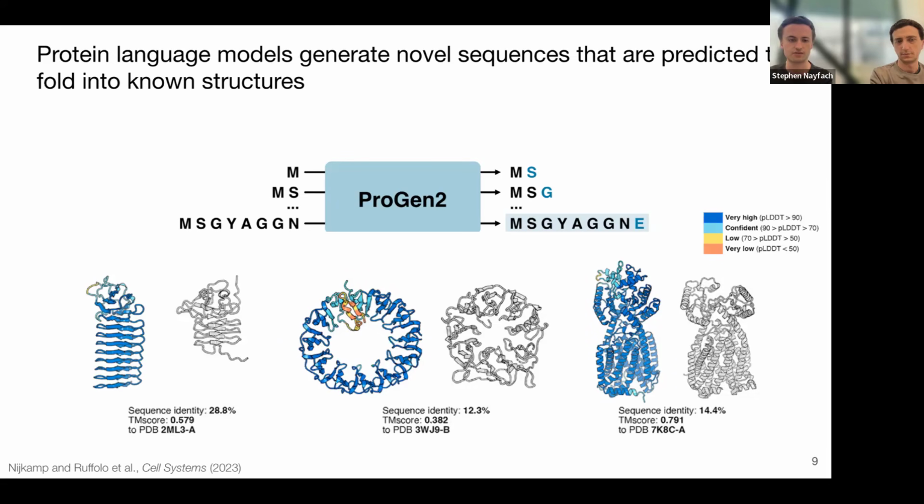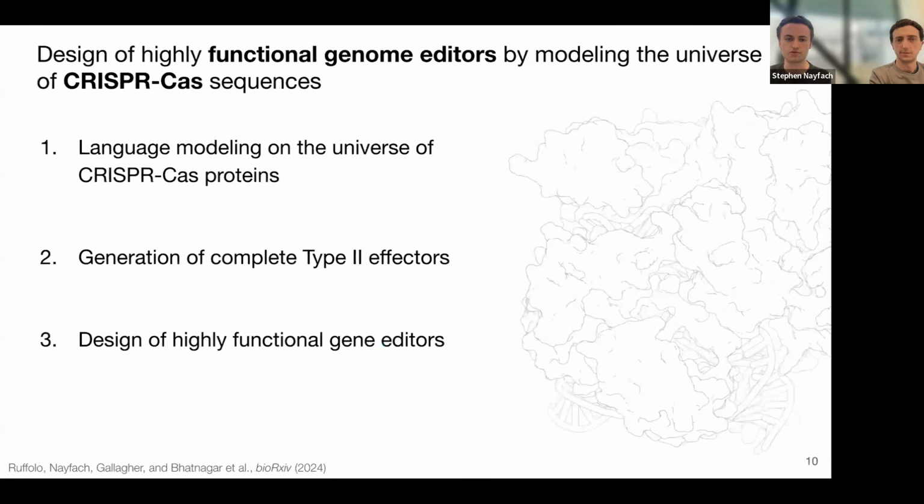So here are 3 examples from the ProGen2 manuscript where you can see the predicted structures for ProGen-generated sequences, mostly in blue, and then their closest natural counterpart from the PDB in gray. And in all cases, we see similar folds, sometimes with very high TM scores, but the sequence identity is typically much lower. This has been found in several protein language modeling studies and really provides a useful tool when we want to design something novel but functional like a gene editor.